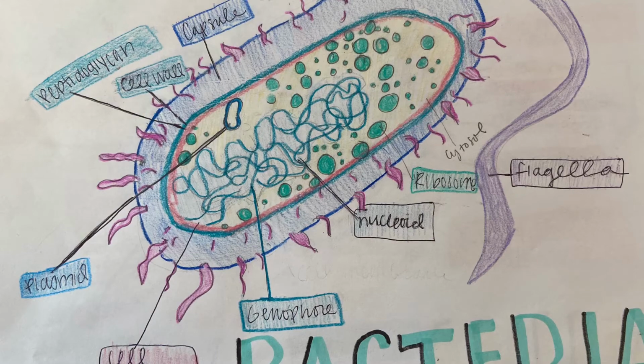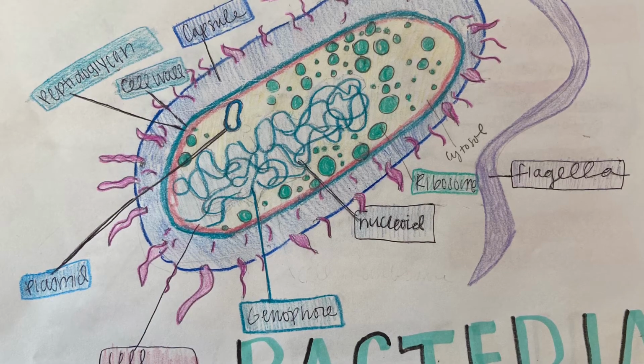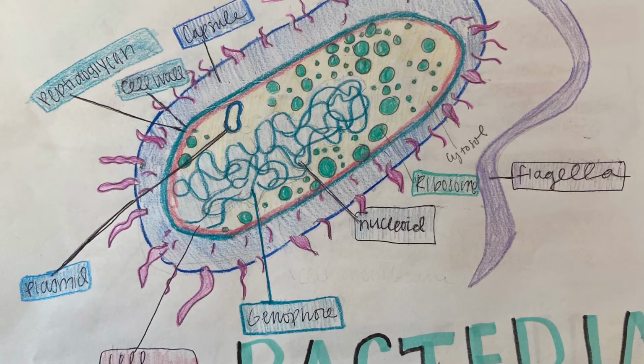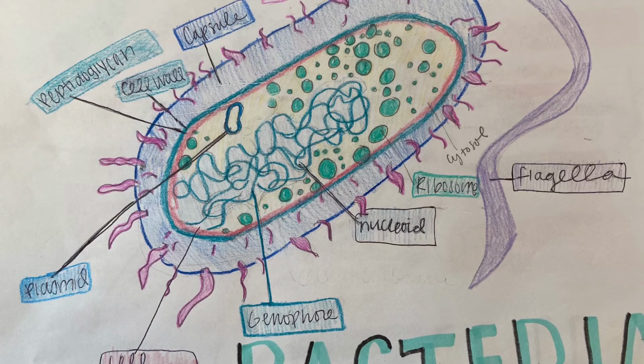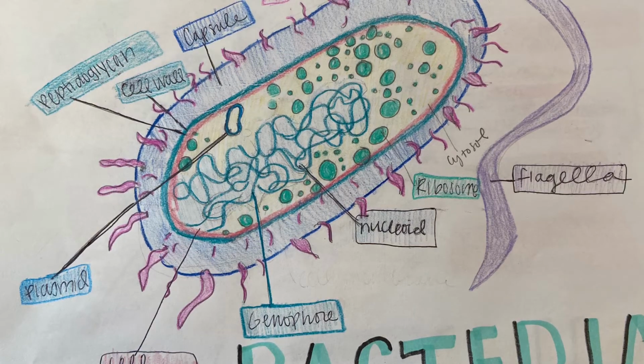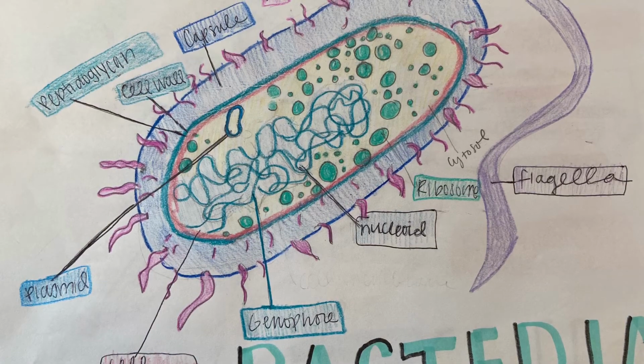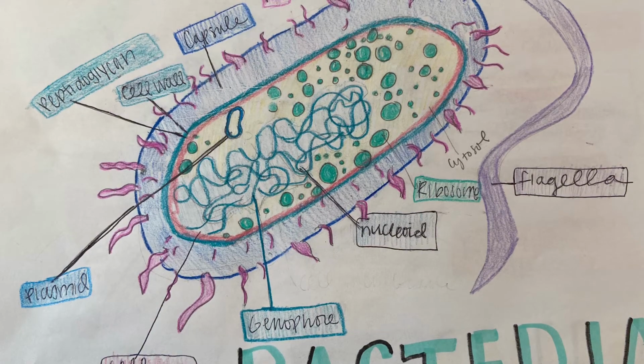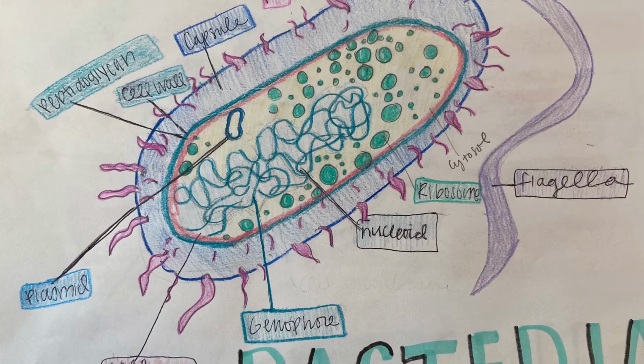And then we have the cell membrane, which is in pink, and it is the innermost membrane of the cell, and it is selectively permeable. And that is the cell membrane.